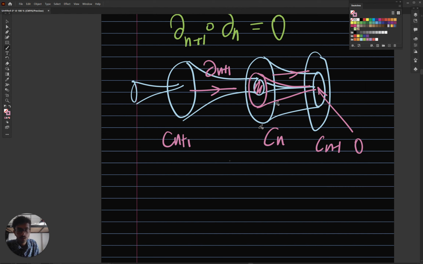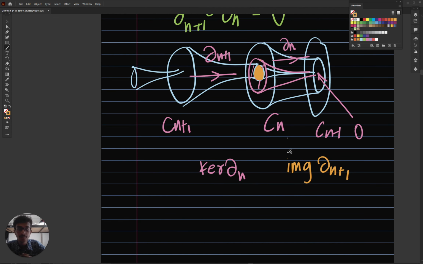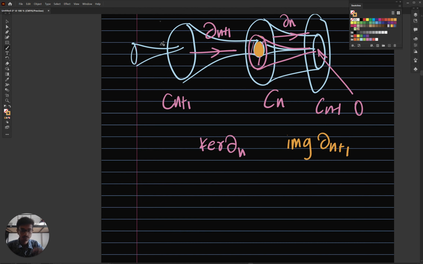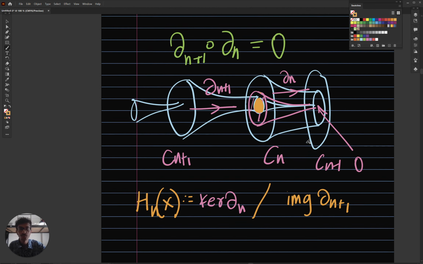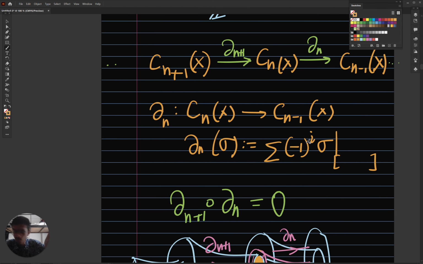Now we're asking the question that there are two sets: kernel of delta n, this pink part, and there's this image of delta n+1, which is this part, which is inside. Image of delta n+1 is all the objects which are the boundary of something else, and kernel of delta n is every object which has no boundary. If some object has no boundary but is not the boundary of something else, that object has a hole inside. That's the idea. So what we do is just get the quotient and define H_n of X to be this guy. So whenever you have a chain complex, we can define an H by quotient, obviously.